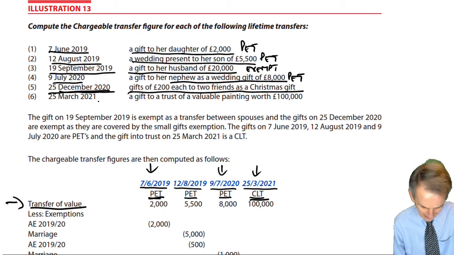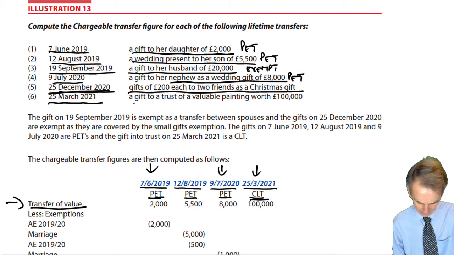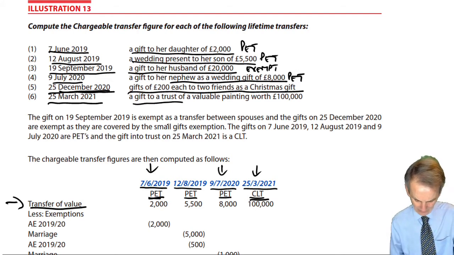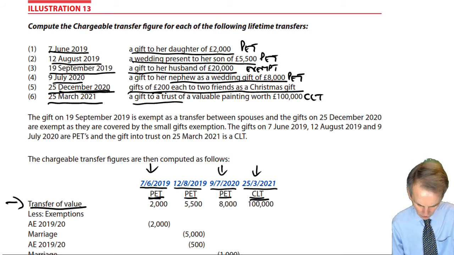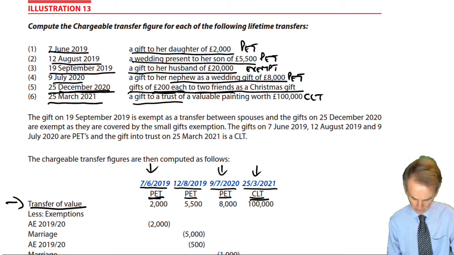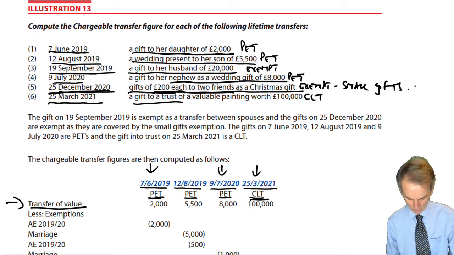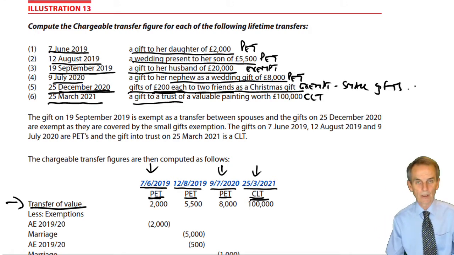But the only remaining transfer, which is indeed in that 2021 tax year, is a gift to a trust. And that, therefore, as you know, is going to be a CLT. So those £200 each to 2 friends, both of those gifts will be exempt. And why are they exempt? That is the small gifts exemption that will apply there. The small gifts exemption.